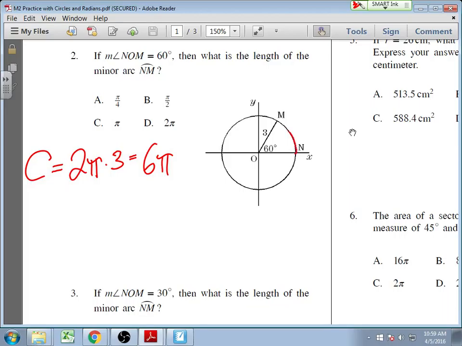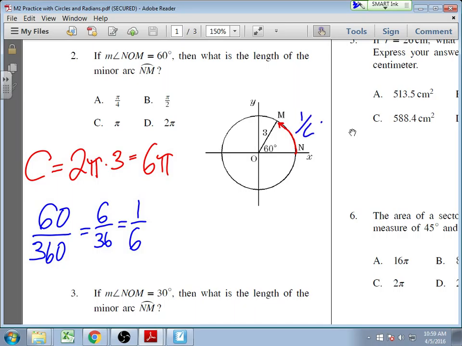But this arc is not the whole circle. It's a portion of it. I can figure out what portion it is by saying it is 60 degrees out of 360 degrees, which really, when I cancel the zeros, 6 over 36, which really becomes 1/6. So this arc is 1/6 of the circumference. So I can take that 1/6 and multiply by my 6 pi, and now I get just pi.